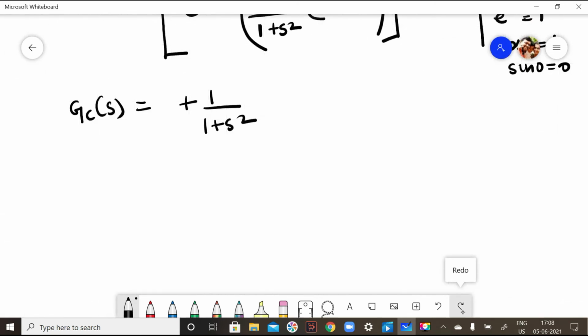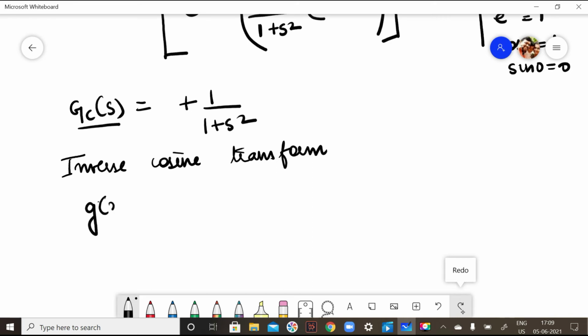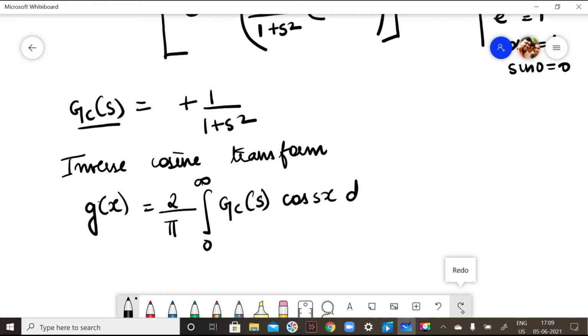Now I find the inverse cosine transform. Okay, so what is my inverse cosine transform formula? My inverse cosine transform formula is, since it is Gc of s, it becomes g of x is equal to 2 by pi integral 0 to infinity, Gc of s cos sx ds. Okay, this is ds, don't make a change.